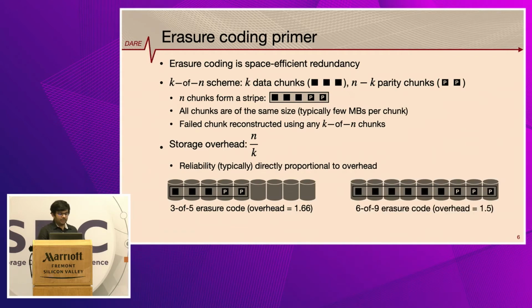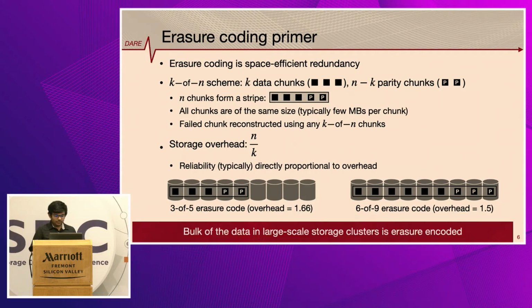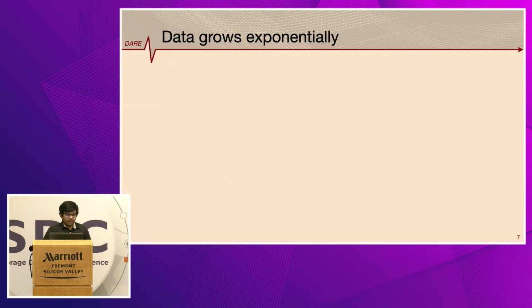So in this example, I have a 3 of 5 erasure code, which has an overhead of 1.66, and a 6 of 9 erasure code, which has an overhead of 1.5. And as you can expect, the 3 of 5 code is more reliable compared to the 6 of 9 code. The bulk of the data in today's large-scale storage clusters is erasure encoded, because that is more space efficient and therefore cost efficient.